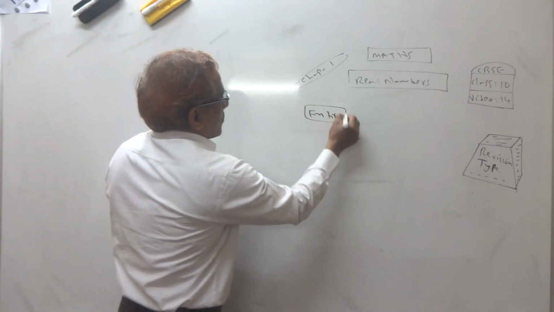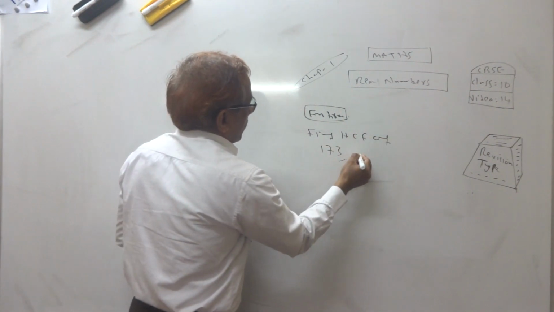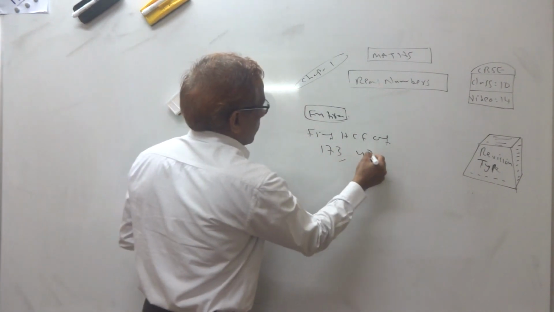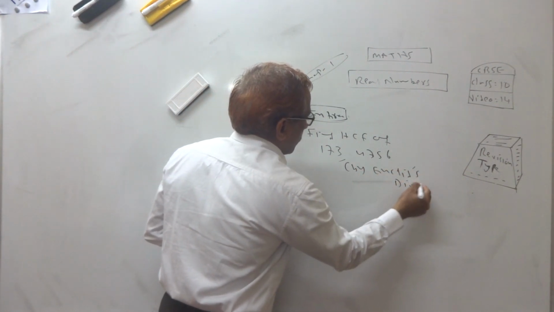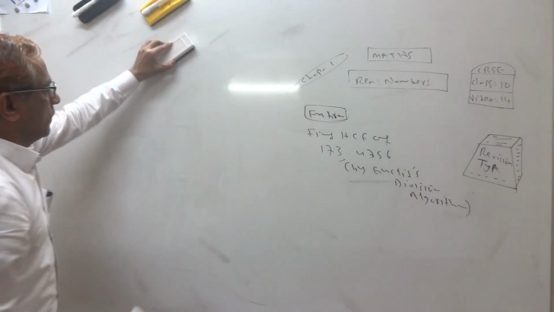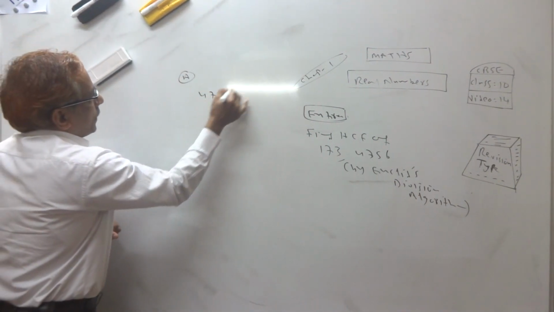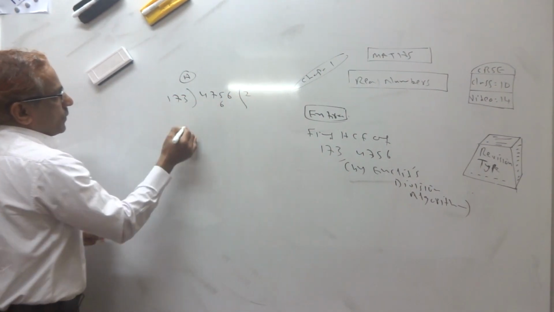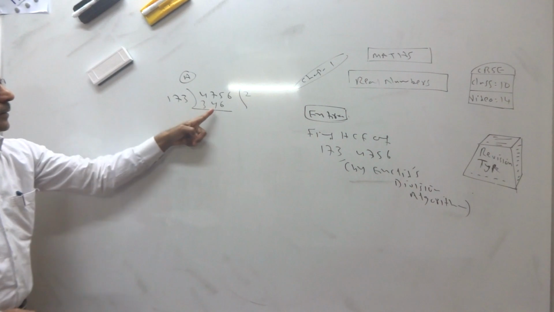Please see, find HCF of two numbers 173 and 4756 by Euclid's division algorithm. You know this already, it is there in the first exercise. We divide the big number by the small number. 173 twos are 346.